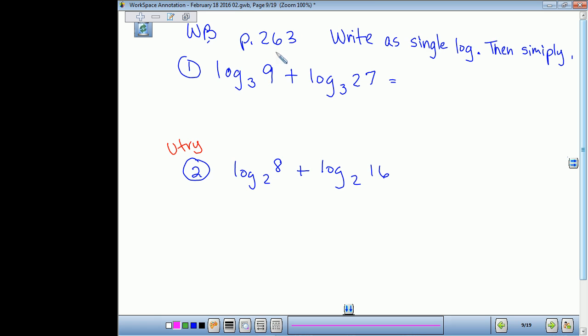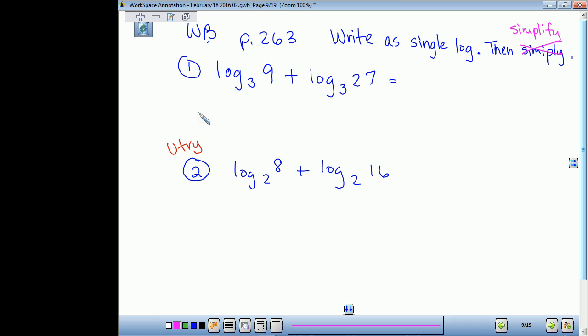All right, this is in your workbook, but guys, we don't really need our workbooks. This is supposed to be the word simplify. I know. I'll change it a little bit. Simplify. It's supposed to be simplify. All right, so these problems are straight out of the workbook, but we don't need our workbooks. We can just look at the problems.